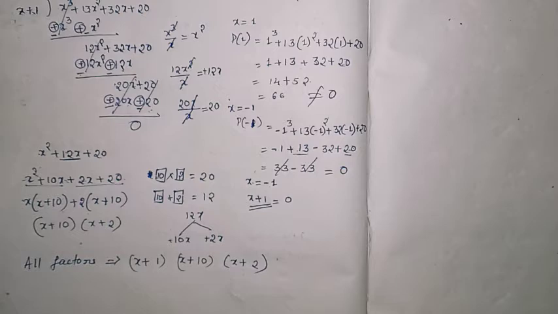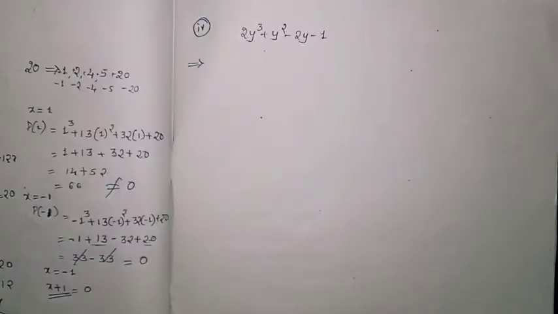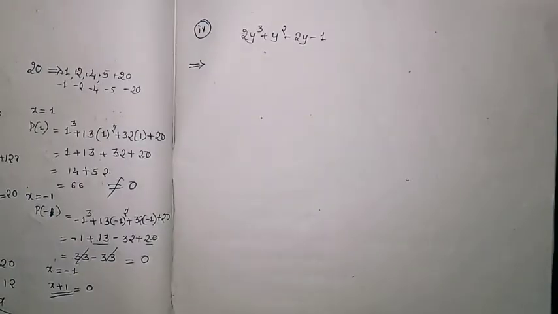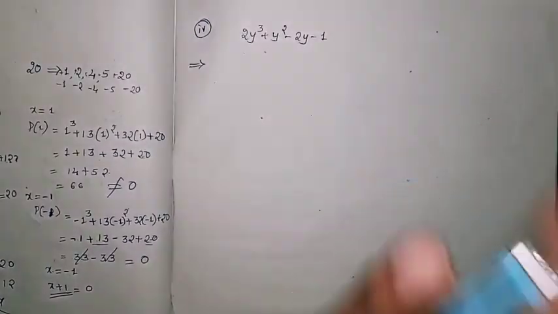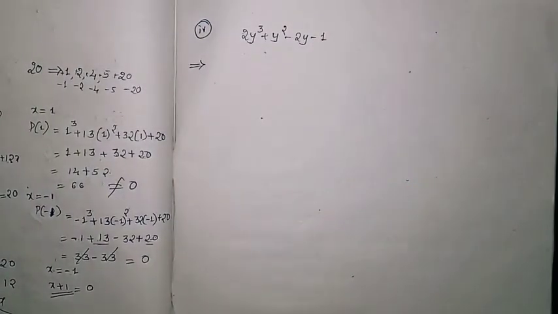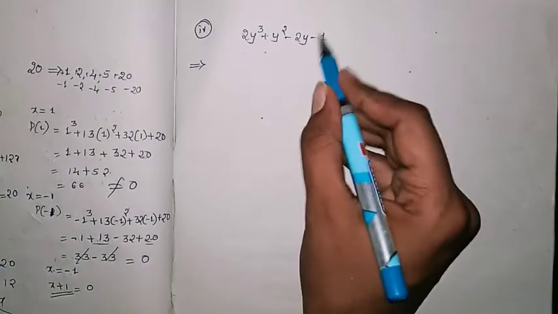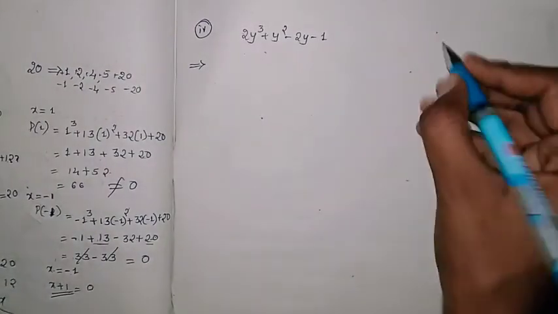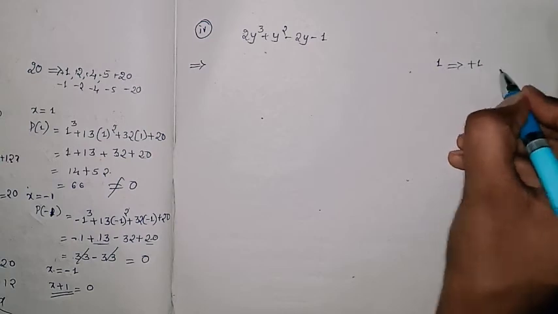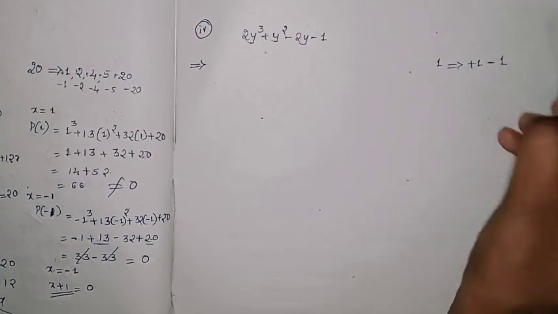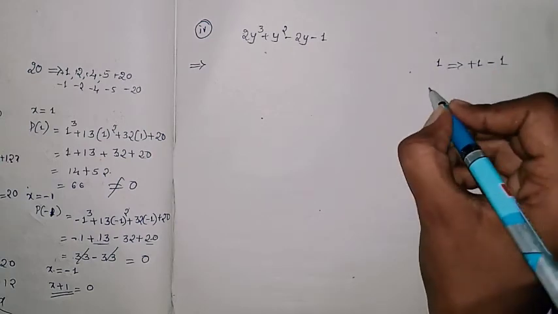Let's move on to our fourth problem, that is 2y cube plus y square, y to the power 1, y to the power 0. So the equation is perfect. After that, what you have to observe? You have to observe the constant term. So the constant term is 1. It is easy because it is either positive 1 or minus 1. So just check that one.